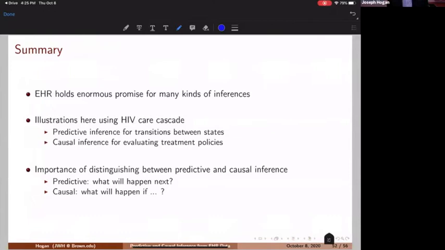And then more globally, this idea that electronic health records hold a lot of promise for a lot of different kinds of inferences. There's a big distinction between predictive and causal inference. I think I've tried to cover that.